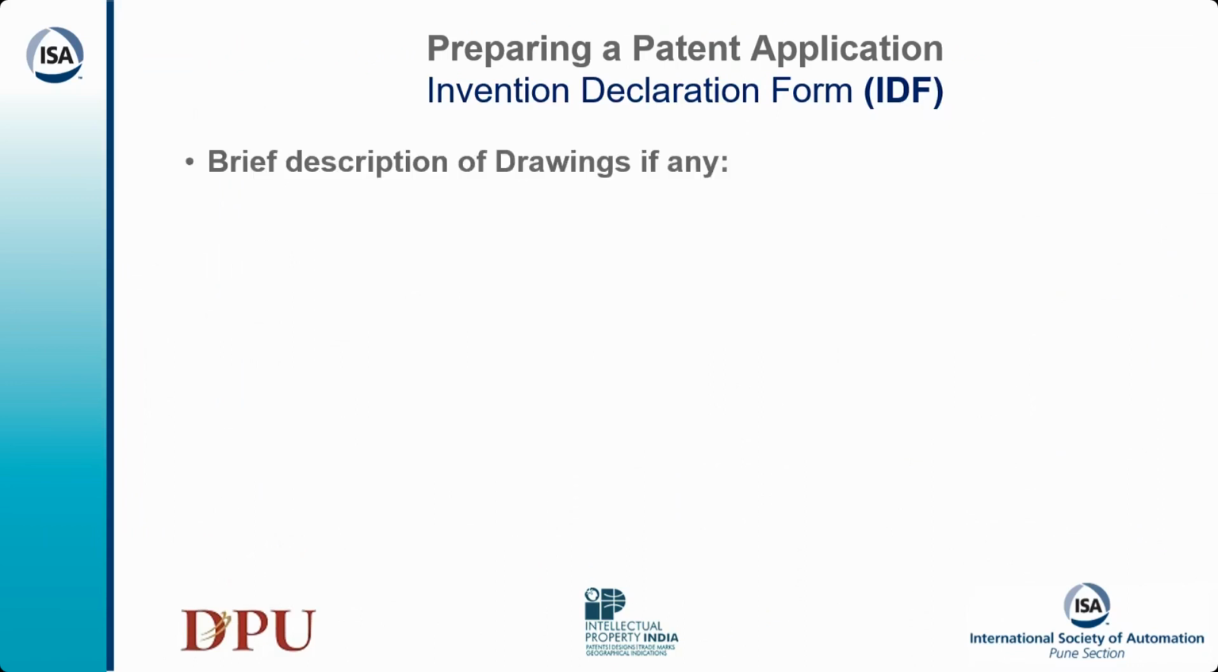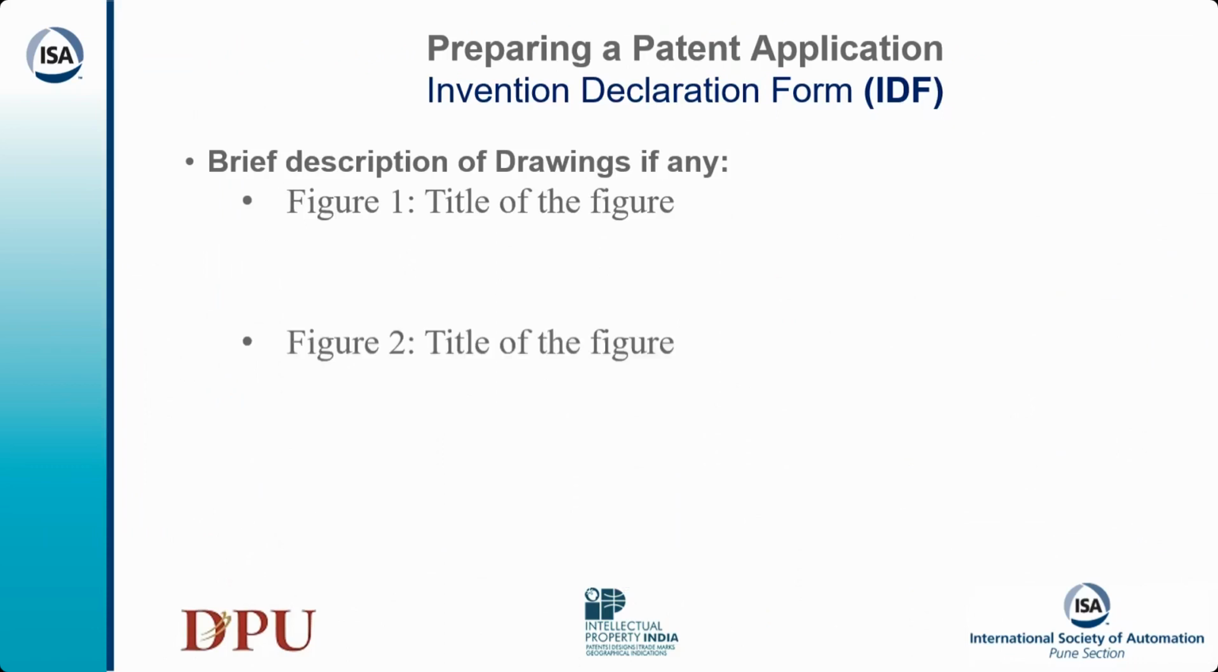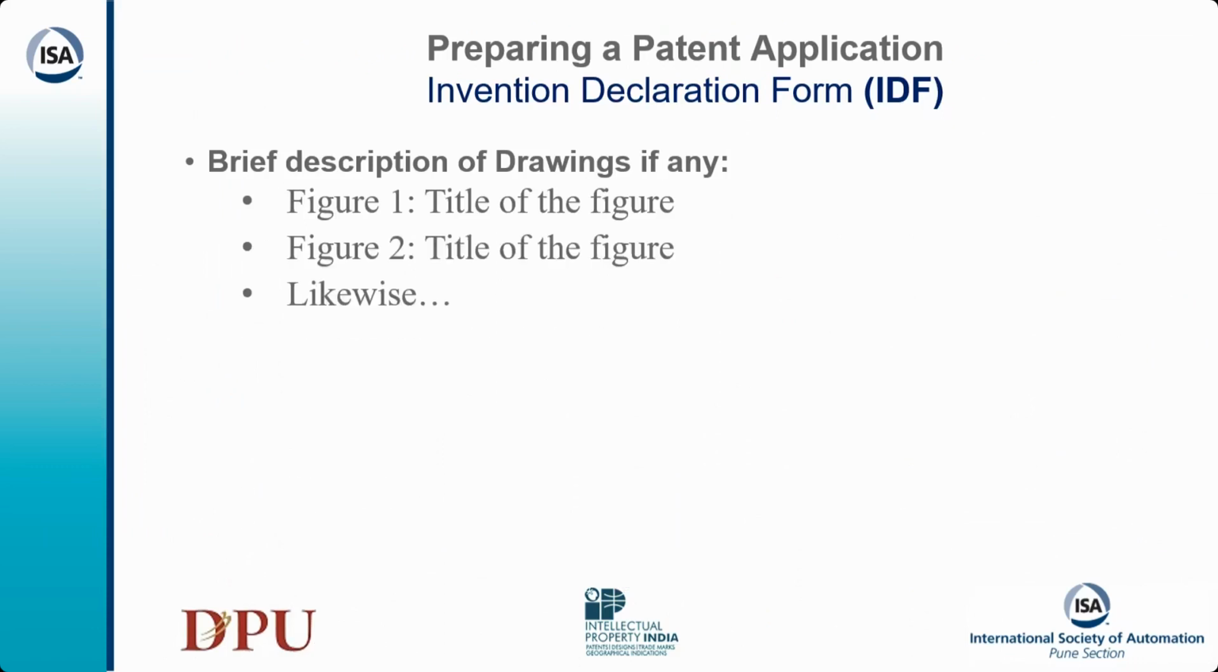Then brief description of drawings. Minimum 2 to 3 drawings must be given for each patent, because when it gets published, the abstract of the invention and the basic drawing of the invention will be published in the journal normally. So a brief description of the drawings has to be given. For example, the title of the figure, figure 1, figure 2, likewise.